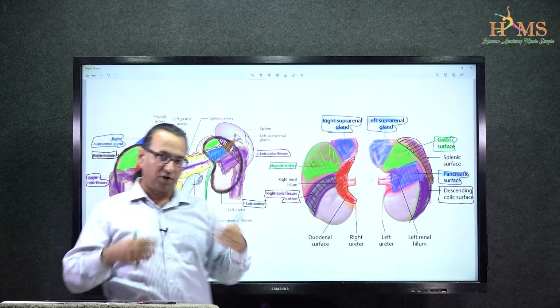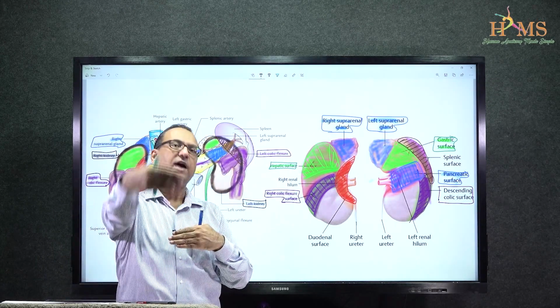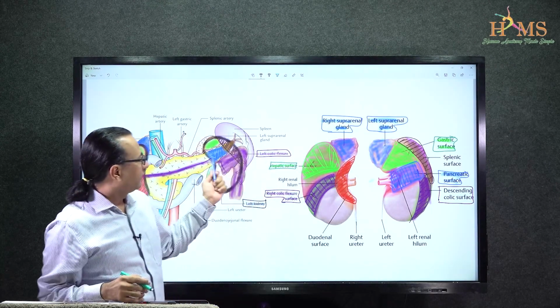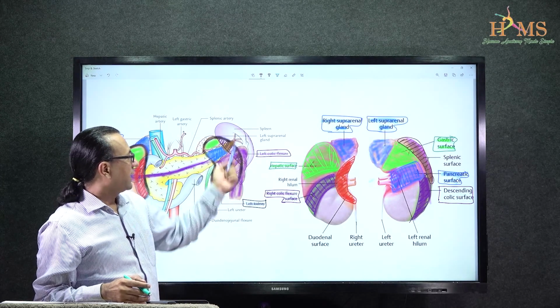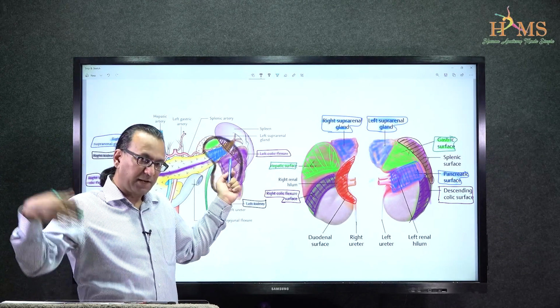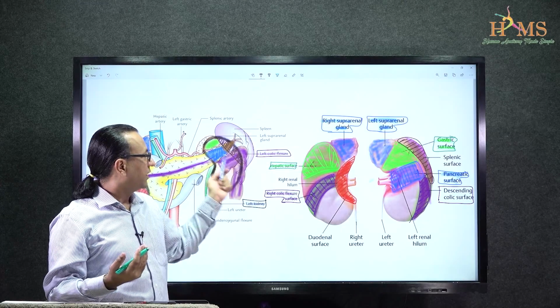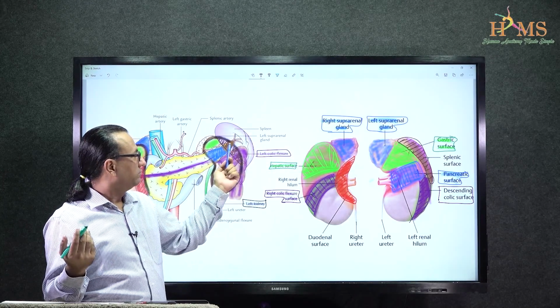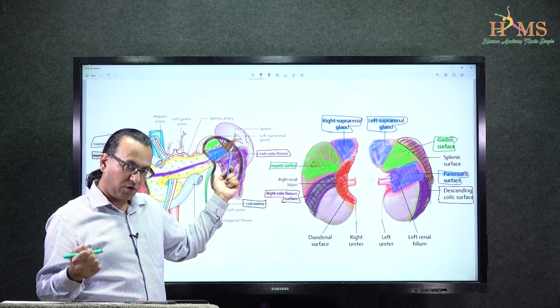Anterior to posterior, you have the tail of pancreas, then you have the spleen, and then you have the left kidney. Or you can say the left kidney is separated from the tail of pancreas by the spleen. Spleen is sandwiched between the tail of pancreas anterior and the left kidney posterior. That becomes more evident in the diagram which we are going to draw now.